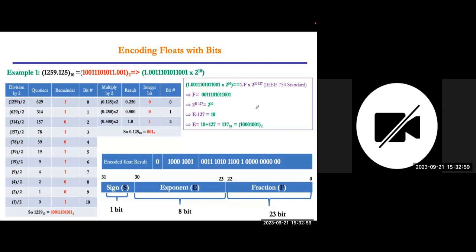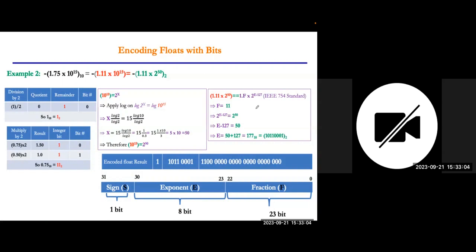Okay, thank you. Similarly, let us take another example for a negative number, the signed real number. Here we have a minus sign, which means it is representing a negative number. But the process is the same. First, we take 1.75 multiplied by 10 to the power of 15. So it is a very big number now.